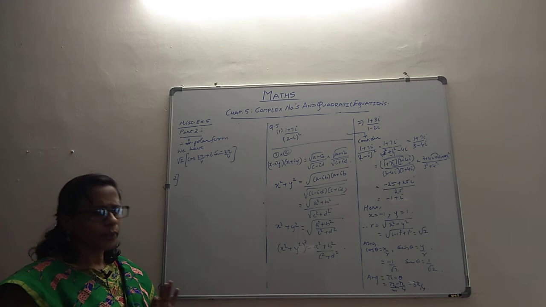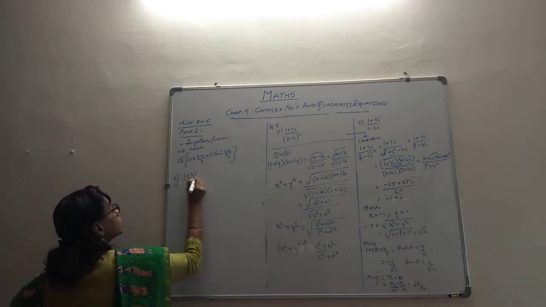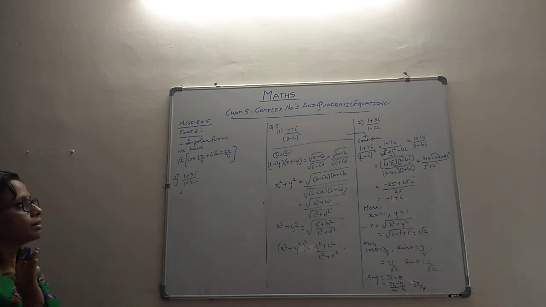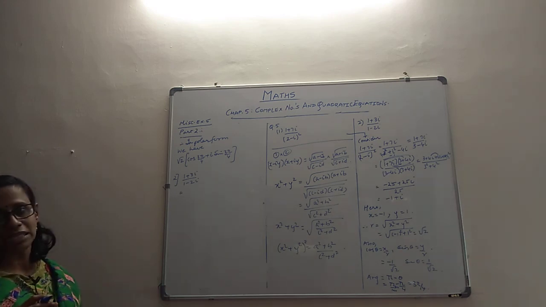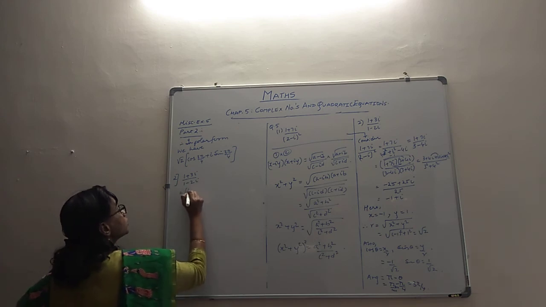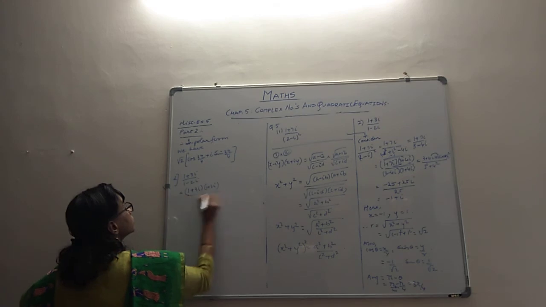5 subpart 2, quickly we'll go. 1 plus 3i by 1 minus 2i. Now this is the same kind of problem that's coming up here. We don't have it in standard form. So to get it in standard form, what we do is we multiply with the conjugate both in the numerator and denominator.